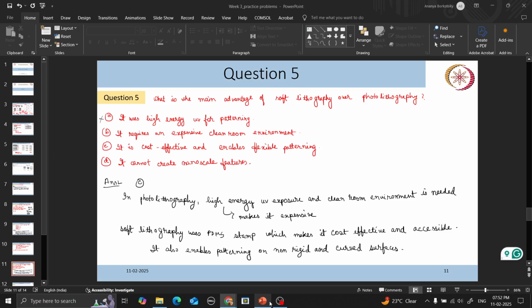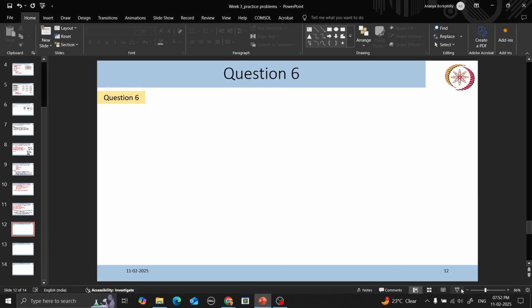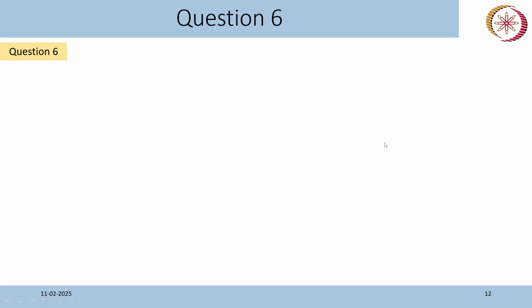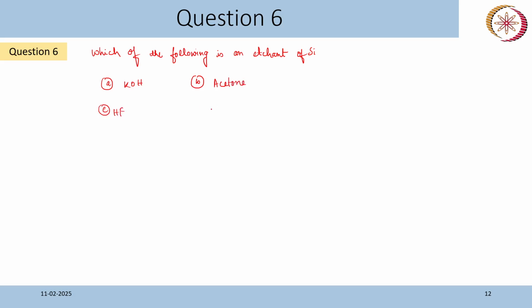So we have a few minutes. Let's take a small question. Write it down first. Which of the following, so this is a revision of your lecture videos if you have watched, is an etchant of silicon? Options are A, KOH, B, acetone, C, HF, D, ethanol.